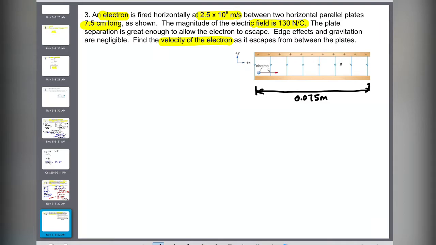Alright, so I have the original velocity. I have the electric field equal to 130 newtons per coulomb. And I want to know what is the velocity when it leaves. If I tell you that this is very similar to a projectile motion, are you going to be so excited like I am? Yay! All right.